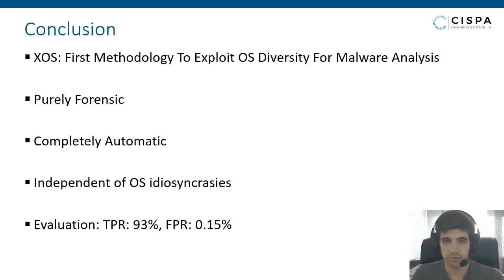Now to conclude, I have presented xOSSig with the cross-OS execution, which is the first methodology to exploit OS diversity for malware analysis. It works in a purely forensic setting. It is completely automatic, and most importantly, it is also completely independent of any OS or hardware idiosyncrasies. In particular, I don't see why this wouldn't also work for Linux, for example, or any other operating system. We have seen a promising evaluation that shows that our approach is actually feasible in practice with a 93% true positive rate and a 0.15% false positive rate.